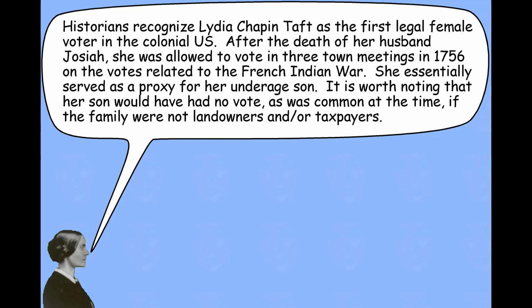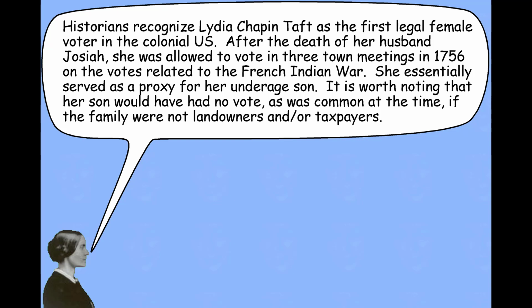Those who were given the right to vote, especially early on, tended to be men who were white, who were landowners, or otherwise taxpayers. Those were the people who primarily were allowed to vote, both in the colonies and in the early states.